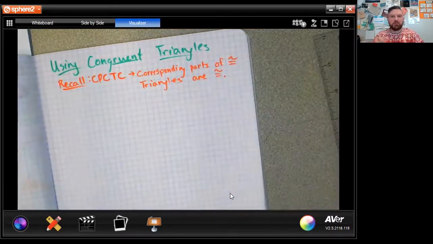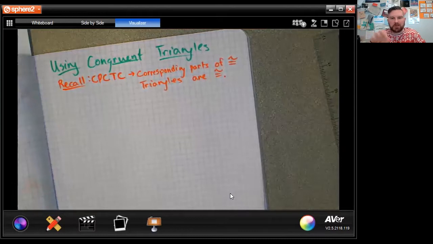So that means if you have two triangles that are congruent to each other, all of their parts are also congruent. In the past, we've talked about how you only need 3 parts to prove that a triangle is congruent. And once you have those 3 parts, you can automatically say that the other 3 parts are also congruent.